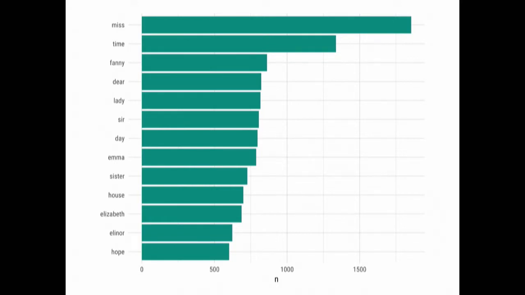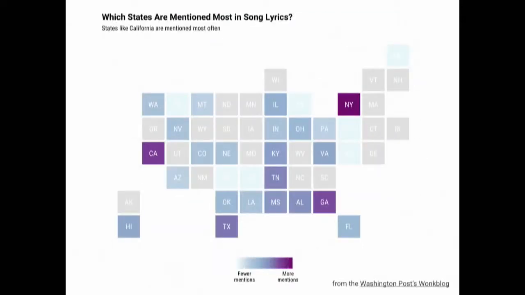This is an example of the kind of analysis we do by basically just counting, looking at term frequency. Another quick example I want to look at is this one. This is looking at songs from pop lyrics and asking the question, which states are mentioned most often? This is a project I originally did on my blog that was then picked up by the Washington Post, which was really cool. If we look at this, we see that the states that are mentioned most often in pop lyrics, just by number, are states like California.